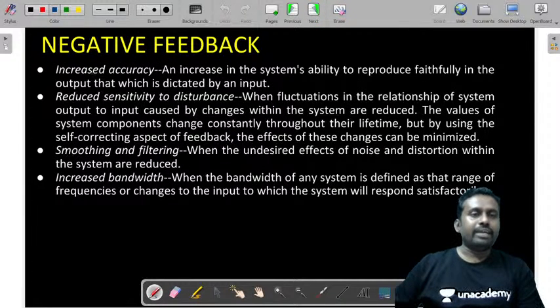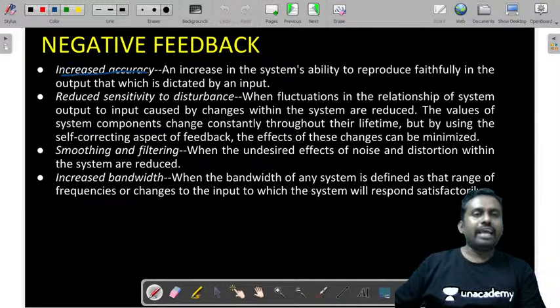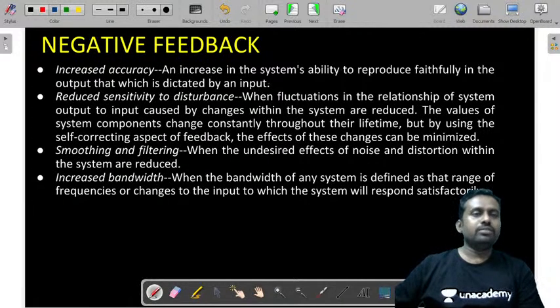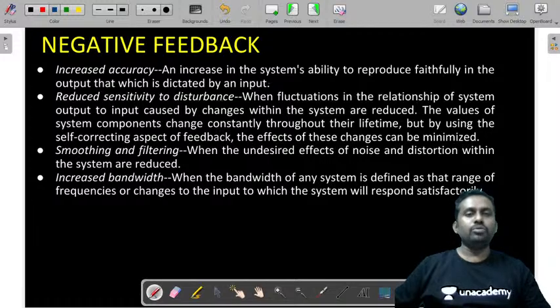Now, what is a negative feedback? What are the characteristics of these negative feedback? So, it has an increased accuracy, an increase in the system's ability to reproduce faithfully in output that which is dictated by the input, and a reduced sensitivity to disturbance when fluctuations in the relationship of the system of output to input caused by the changes within the system are reduced. The values of the system components change constantly throughout their lifetime. But by using the self correcting aspect of feedback, the effects of these changes can be minimized. So, this is reduced sensitivity to disturbance.